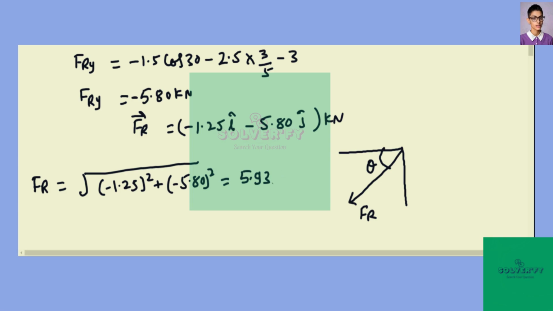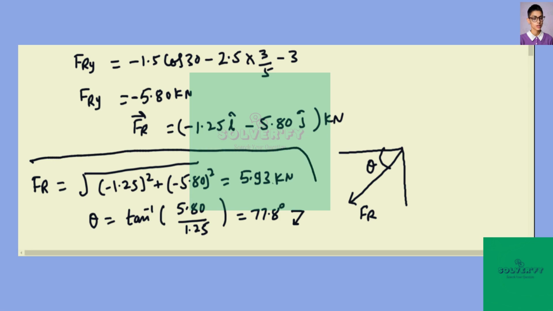Now theta is tan inverse of 5.80 upon 1.25. On solving, this angle will be 77.8 degrees, and you can draw it like this. So this is the answer of the first part.